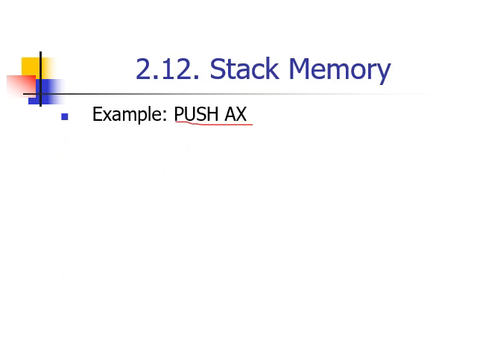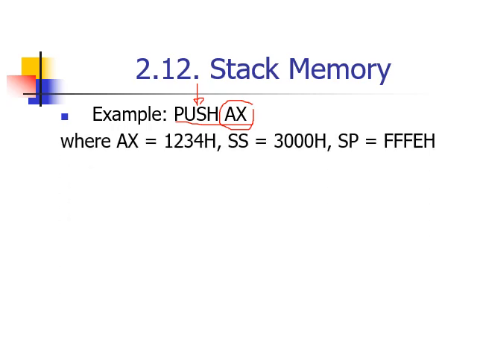Example, push AX. We have 16 bits. We need to store them into the stack by using the assembly instruction push. This is the value of your AX. This is the address of the beginning byte in your stack, and this is the top of your stack. You need to go one location down to store the 12, and one more location down to store the 34.